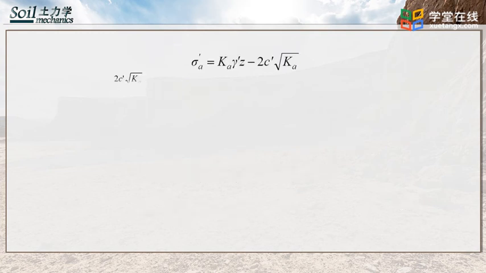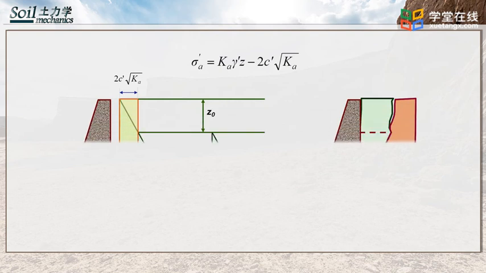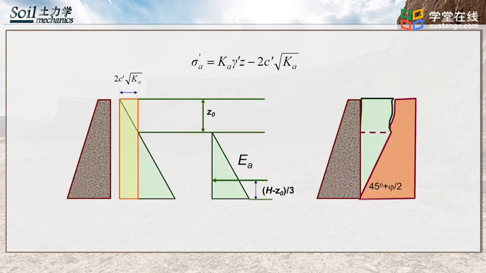The left figure shows the stress diagram of the active earth pressure in fine-grained soils. Below the surface, down to Z0, there is a non-contact zone as shown in the red figure, meaning the soil is not in contact with the wall. As a result, there is no lateral earth pressure in this section. Z0 can be calculated when sigma a equals 0. Now in the stress diagram, the active earth pressure, active earth force, and its acting point can be easily calculated.